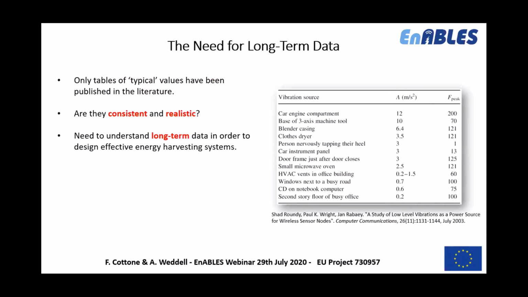So there's a real need for long-term data. A few years ago, you may just have found tables in a paper. The table on the right-hand side shows a publication from 2003, which was supposed to show the amount of vibration in different applications. As you can see, we have the car engine compartment with a supposed amplitude of 12 meters per second squared and a peak frequency of 200 hertz.